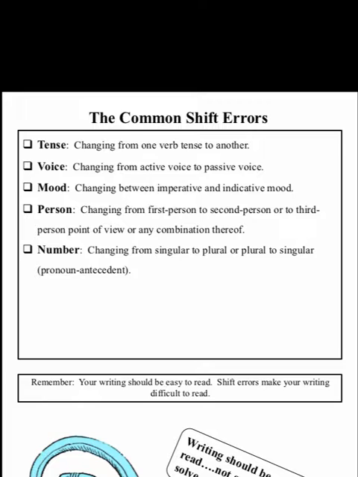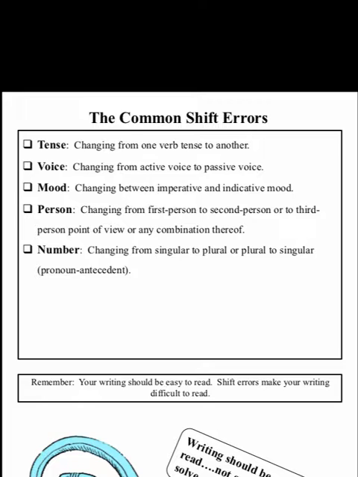So we can have several different types of shift errors in writing. The first is verb tense. That would be using a certain verb tense and then switching to another, which is pretty common in beginning writers, using past tense and then shifting to present tense and then shifting back. Voice is changing from active voice to passive voice, and I will discuss more about what that is when I get to that section. Mood is changing between indicative and subjunctive mood. In this case, it says imperative and indicative, but we'll be looking at indicative and subjunctive for this video.